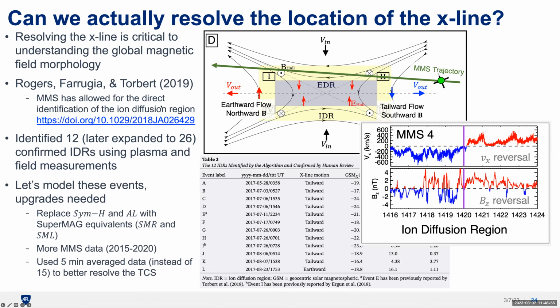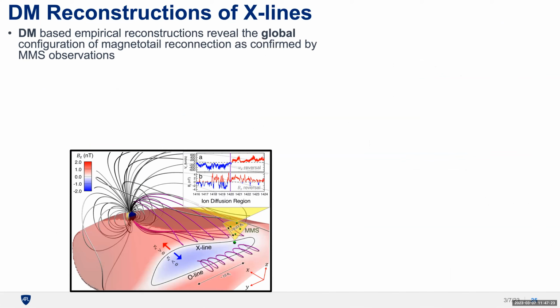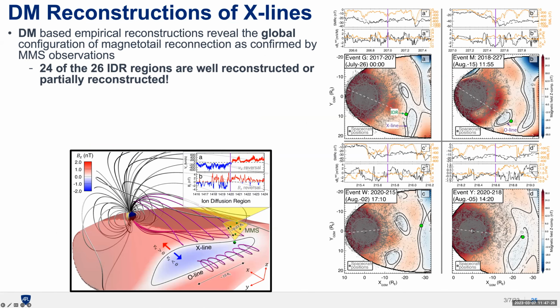They also required signatures of Hall electric and magnetic fields to be able to confirm that these are indeed ion diffusion regions. So we now applied our data mining based empirical approach to this. We call it the IDR alphabet, since there's 26 of these events that Tony Rogers and colleagues identified, and applied our data mining approach to it. So what we discovered is that of the 26 events, here I'm showing 4, 24 either resolved the X-line location.